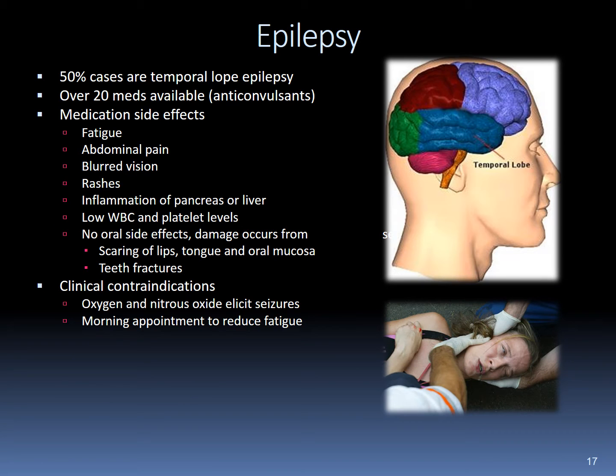50% of epilepsy cases are temporal lobe. There are currently over 20 anticonvulsant medications available to treat the condition. These medications have many side effects that include fatigue, abdominal pain, blurred vision, rashes, inflammation of the pancreas or liver, and low white blood count and platelet levels. There are no known oral side effects.